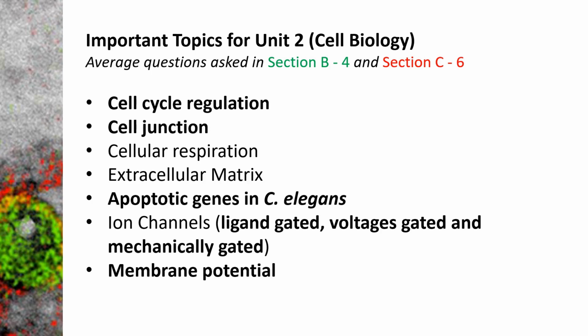To cover this unit, multiple topics become important to cover the syllabus. The topics include cell cycle regulation, cell junction, cellular respiration, extracellular matrix, apoptotic genes in C. elegans, ion channels including ligand-gated, voltage-gated, and mechanically gated channels, membrane potential.